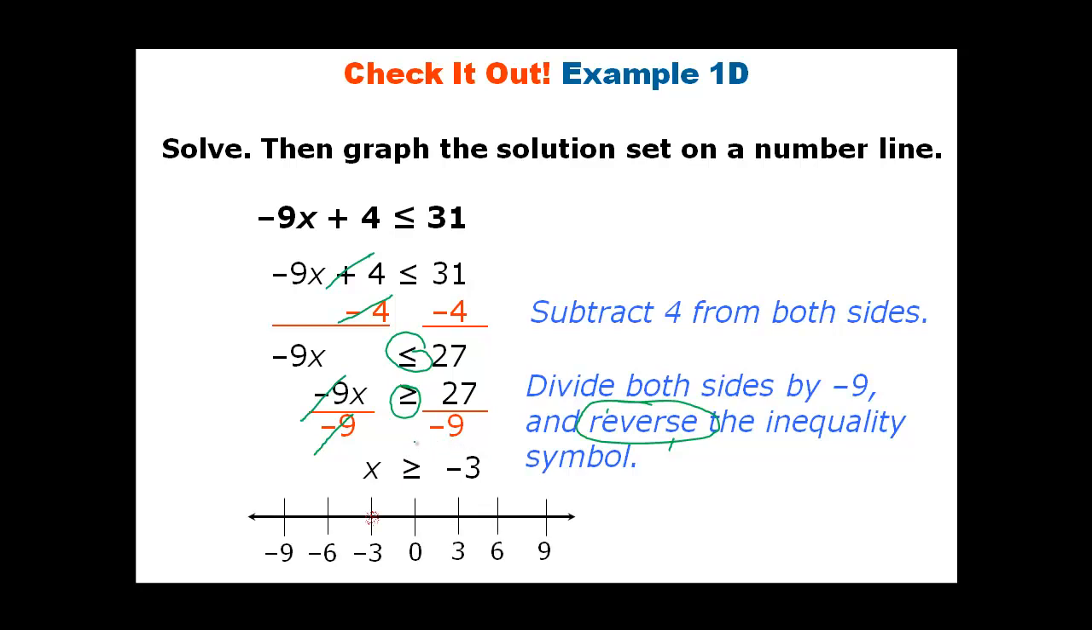We will go for negative 3 and draw a closed circle. Why a closed circle? Because here I have equals. Then we will shade all the numbers bigger than negative 3.